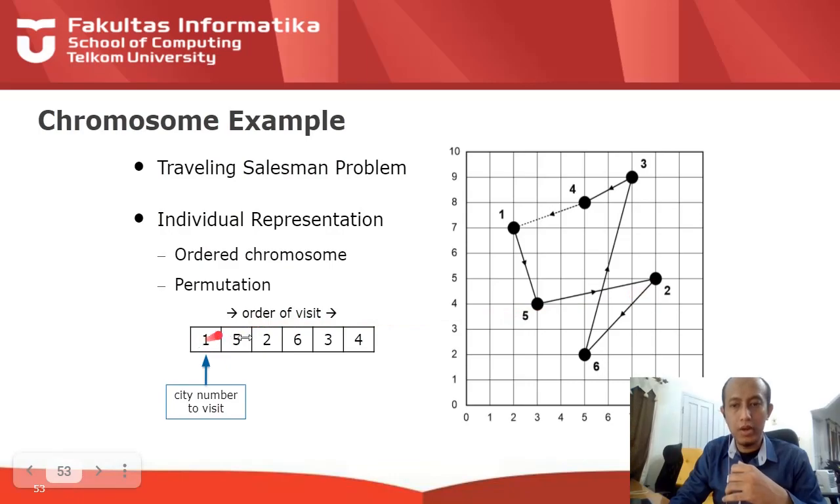The solution 152634 means we first visit city number 1, and then city number 5, then city number 2 to 6, and then 3, and then the last city is number 4.